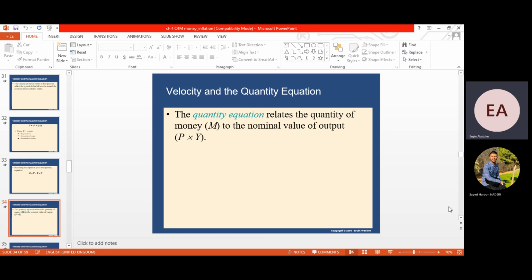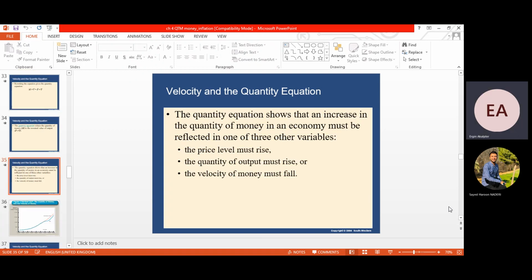Therefore, P multiplied by Y gives you V multiplied by M. The quantity equation shows that any increase in the quantity of money in an economy must be reflected in one of three other variables: the price level must rise, the quantity of output must rise, or the velocity of money must fall. Any of these is going to affect and change this equation. The price must increase, the quantity of produced goods and services must be enlarged, or the speed of money must reduce to change this equation.